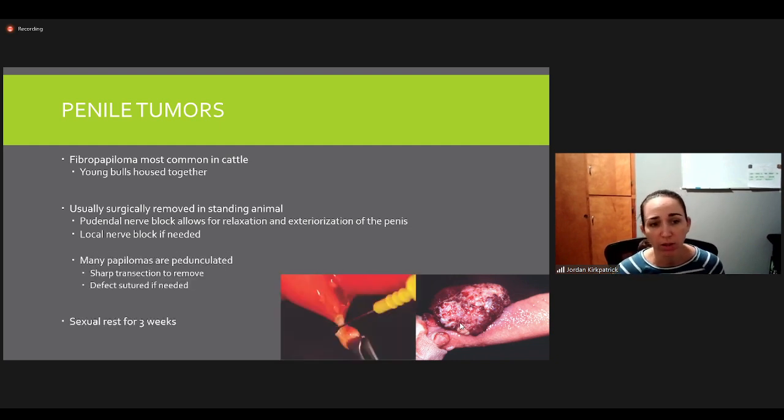A lot of the time the papillomas are pedunculated, like in this image, so you can just put traction on them and find where the attachment is and just easily transect it sharply with a scalpel blade. And then that's about all you need to do. If it's a bigger area, you may need to suture the defect. And then because it's on the penis, they need to be sexually arrested for about 3 weeks so they don't cause damage to the area.